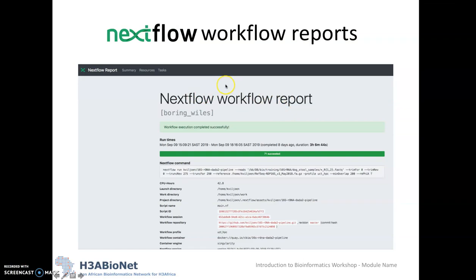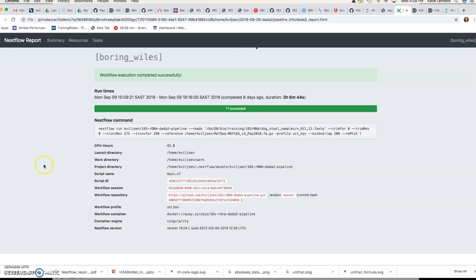Another very useful feature of Nextflow is automatic generation of Nextflow working reports. And if we have a look at this, it gives you a lot of useful information. First and foremost, was your execution successful? So did each and every process complete successfully without errors? So here we can see 71 tasks succeeded. It would have been highlighted in orange or red if we had errors.